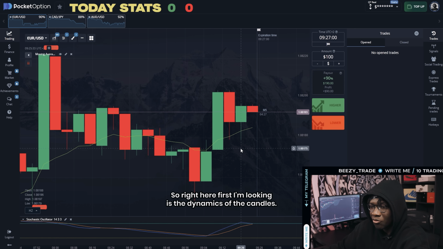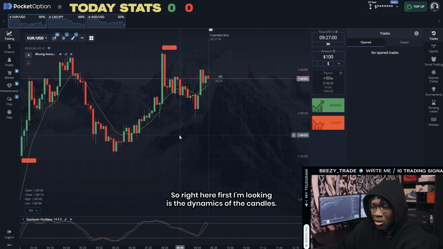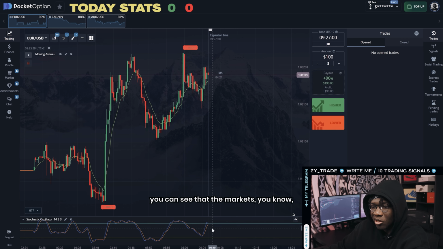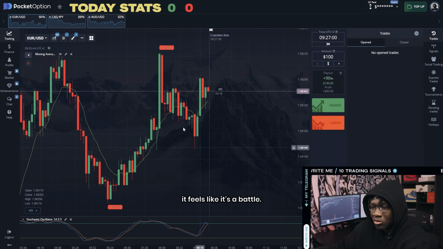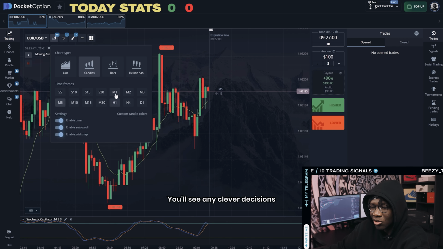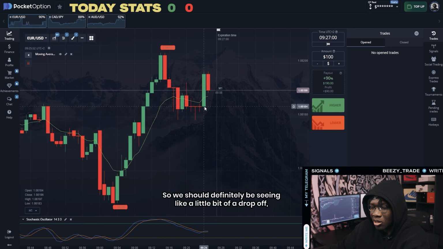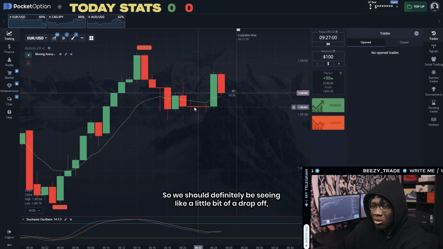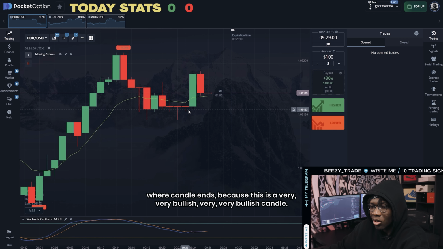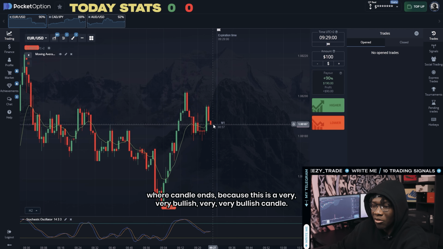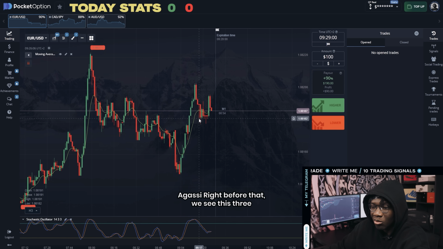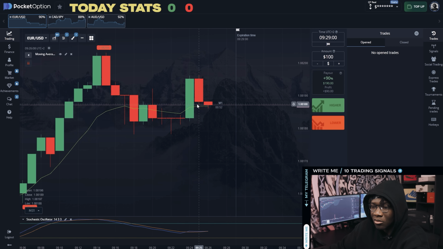So right here, the first thing I'm looking at is the dynamics of the candles. You can see that the market feels like it's a battle. We don't see any clear decisions, even though we are in oversold here. It comes later, like I said, so we should definitely be seeing a little bit of a drop off. But also looking at the strength of the candle and seeing where a candle ends, because this is a very bullish candle. And you can see right before that, we see just 3 shooting stars.